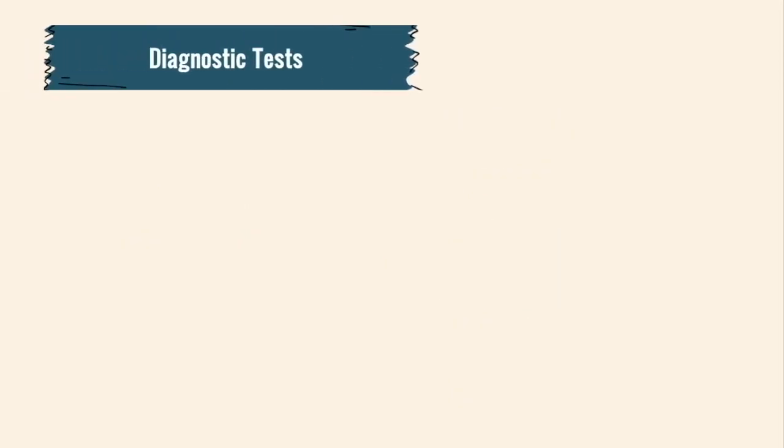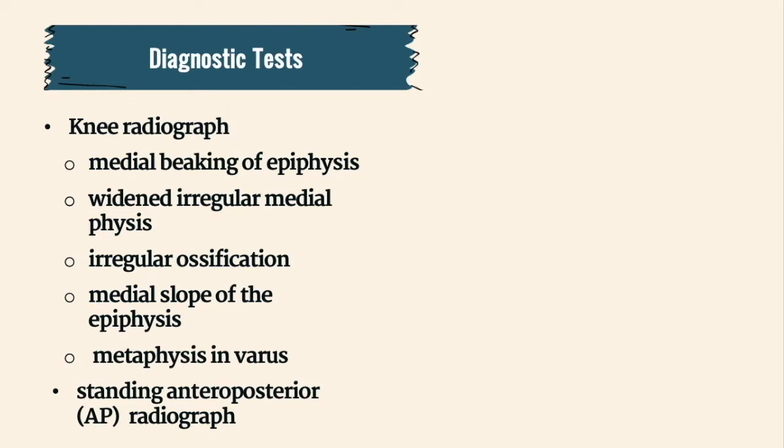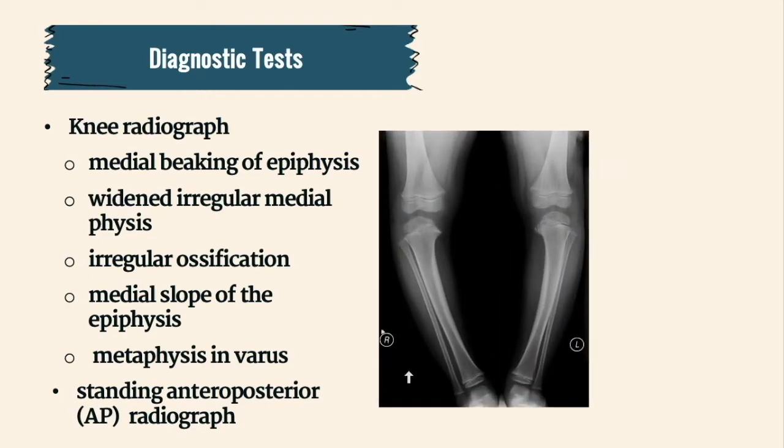The diagnosis of both forms of Blount disease is based on history, physical examination, and radiography. Laboratory studies have not been shown to aid in the diagnosis of Blount disease. On knee radiograph, characteristic changes associated with Blount disease can be visualized, such as medial beaking of the epiphysis, widened irregular medial epiphysis, irregular ossification, and medial slope of the epiphysis and metaphysis in varus.